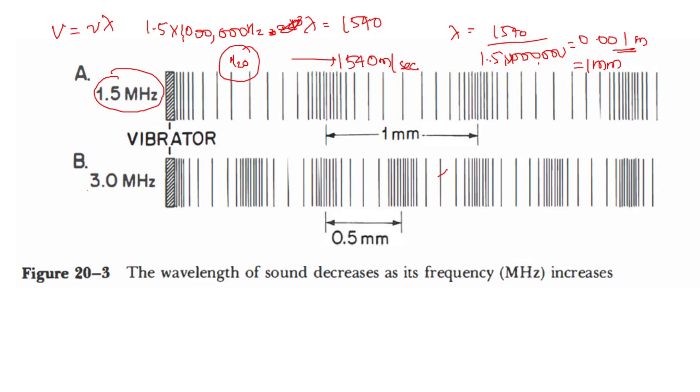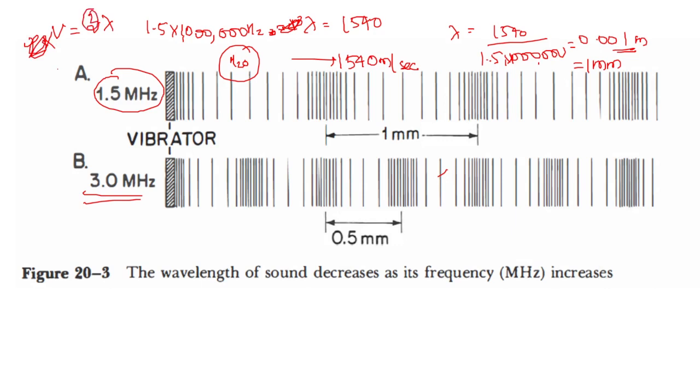Similarly, if you do the same for 3 megahertz, then obviously the wavelength will decrease, right? Because the frequency is doubled, the wavelength becomes half.